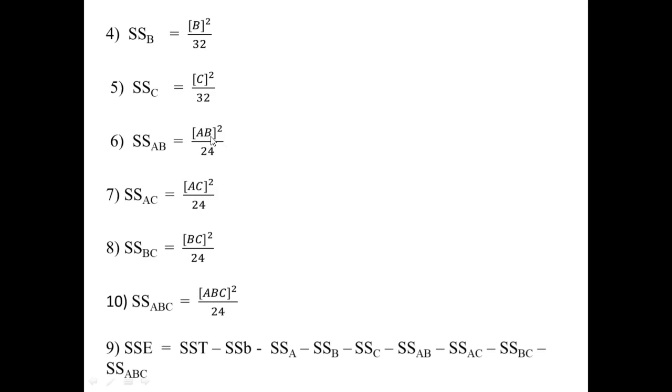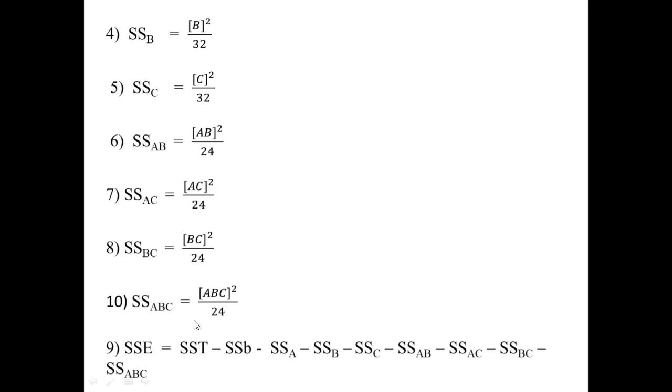So SSAB is AB square upon 24. Similarly SSAC is AC square divided by 24. SSBC, that is sum of squares due to interaction effect BC, is BC square upon 24. Then SSABC is the factorial effect total for ABC, squared, upon 24.